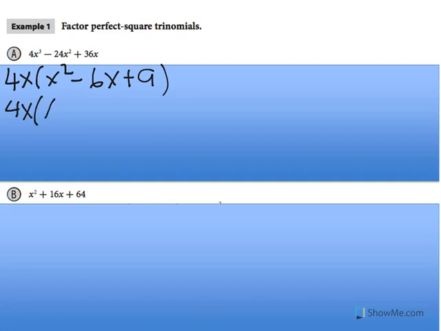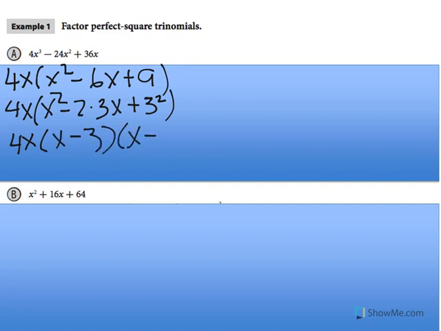So this is the same as x squared minus 2 times 3x, and 9 is 3 squared. So then this becomes one of our perfect square trinomials. So this becomes x minus 3 times x minus 3. So then the answer will be 4x times the quantity x minus 3 squared. Okay, for now we're not solving for x yet. They just want us to factor.